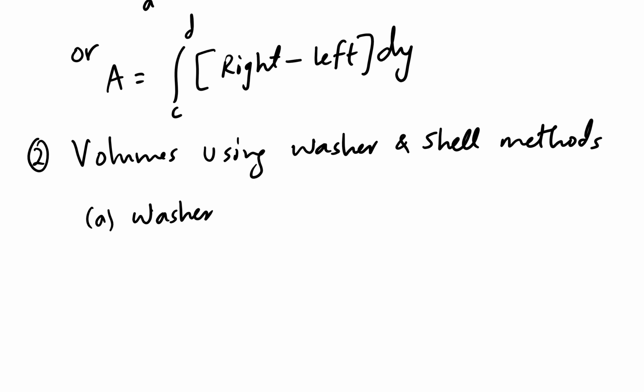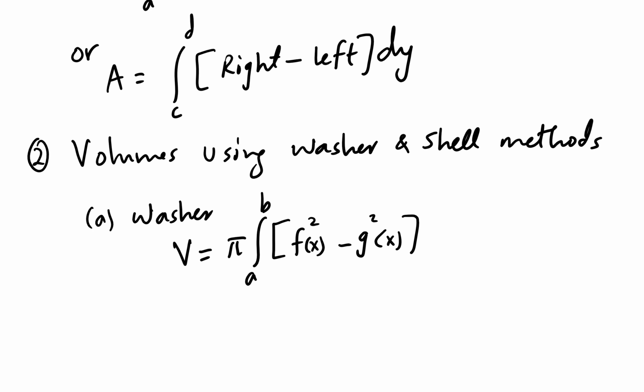method. Washer method is the volume formula is pi, the integral from a to b, f of x squared minus g squared of x dx. And this f of x, that's called capital R, or the outer radius. And this is the inner radius.